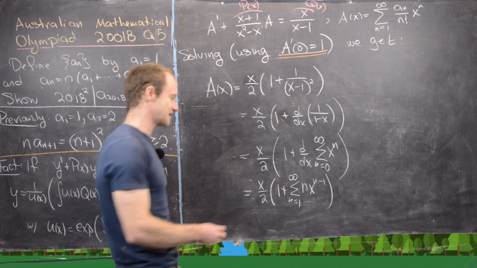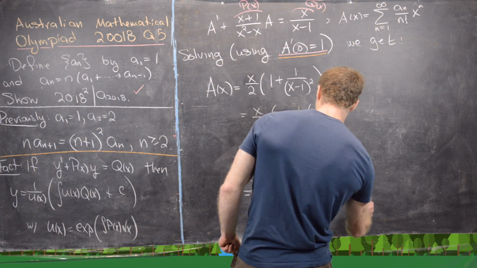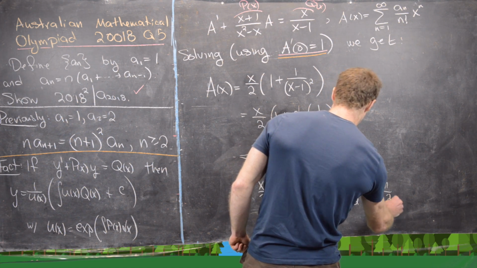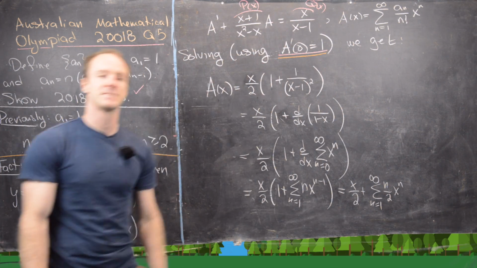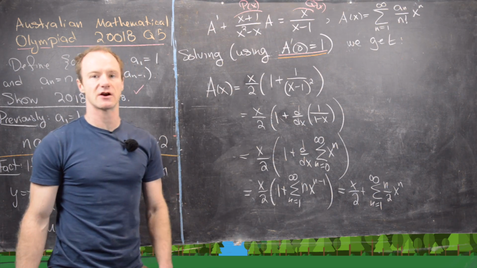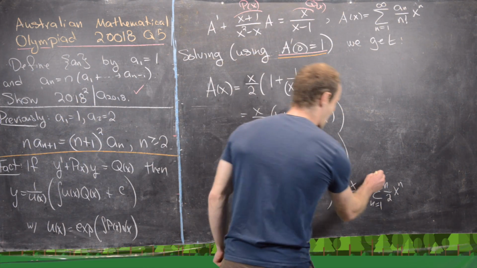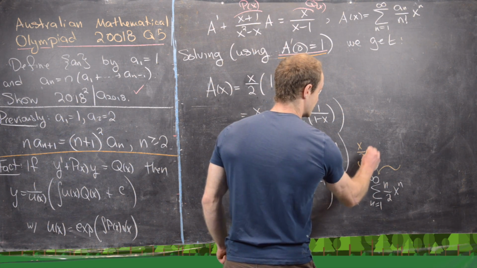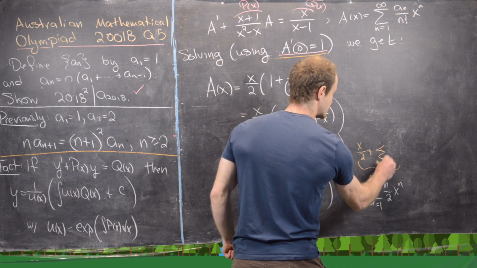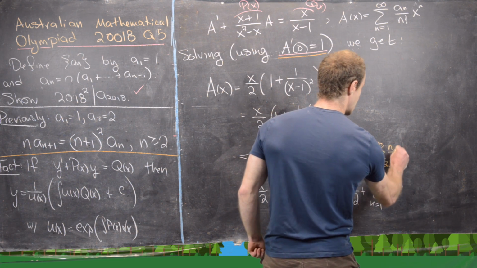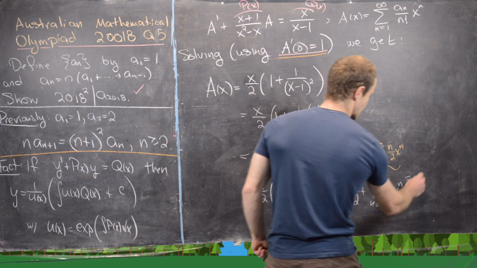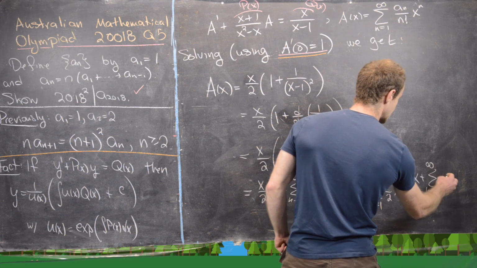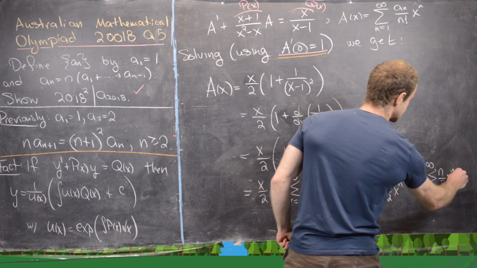Okay, now let's go ahead and multiply this x over 2 through. So that's going to give us x over 2 plus the sum n equals 1 to infinity of n over 2 x to the n. But notice I've got an x to the first power in here as well. So I'm going to go ahead and strip that out. So that's going to be equal to the n equals 1 term, which is just x over 2. And now I have the sum n equals 2 to infinity of n over 2 x to the n. So all of those are going to combine together to give us x plus the sum n equals 2 to infinity of n over 2 x to the n.